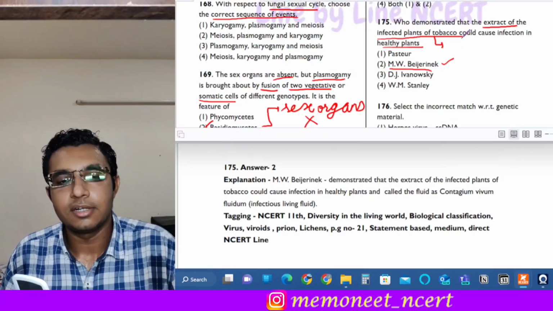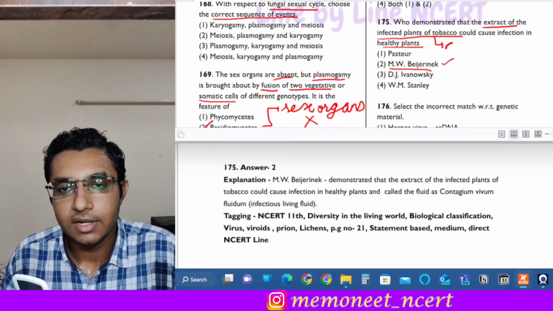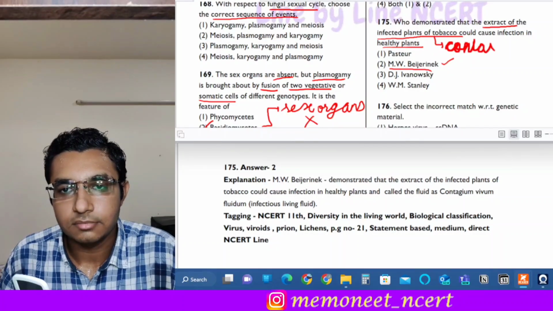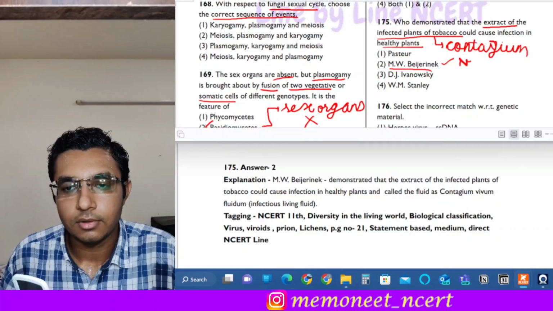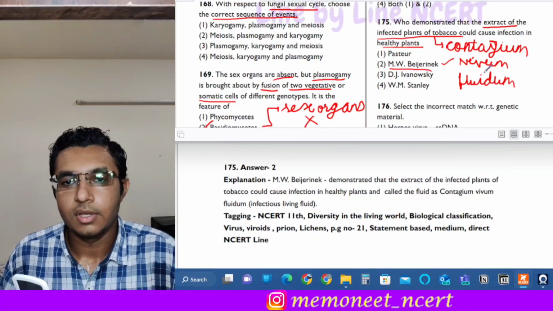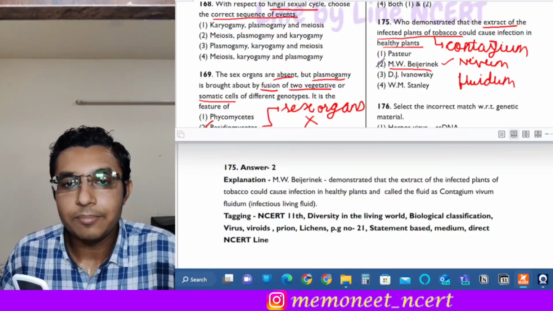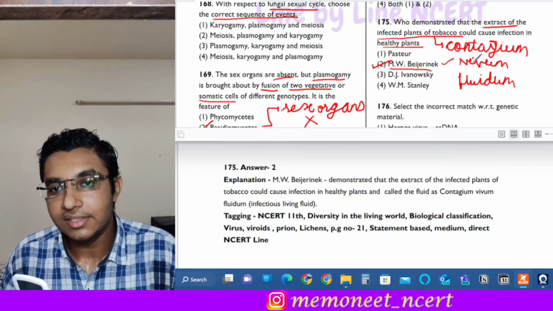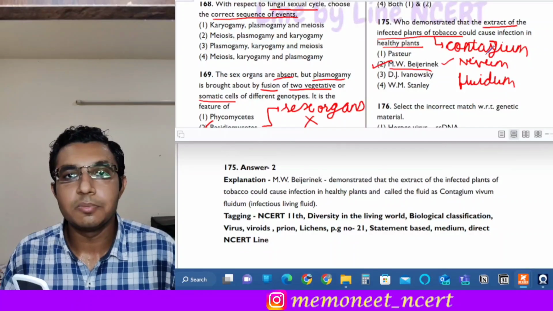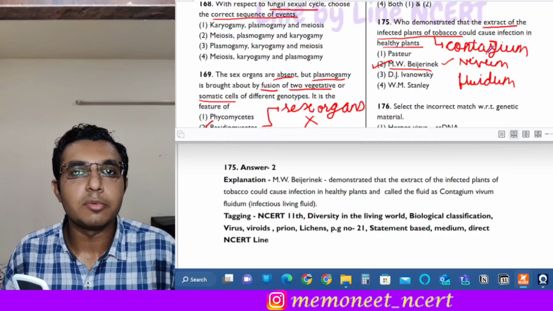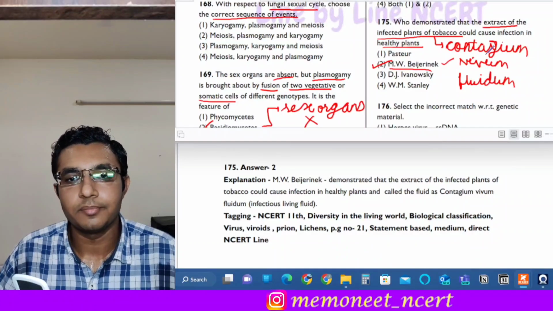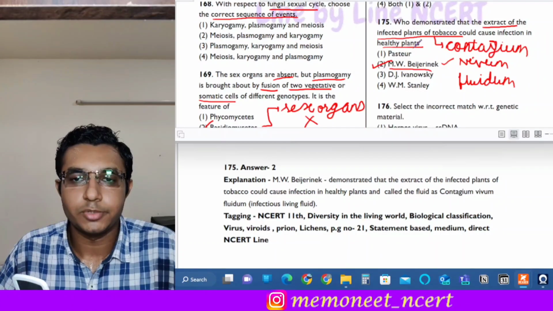And the other term for infectious living fluid is, remember this, contagium vivum fluidum. This term was coined by M.W. Beijerinck. This is also another important question: the term contagium vivum fluidum means what? It means the infectious living fluid, and it was termed by M.W. Beijerinck. So the answer to this question will be option 2.